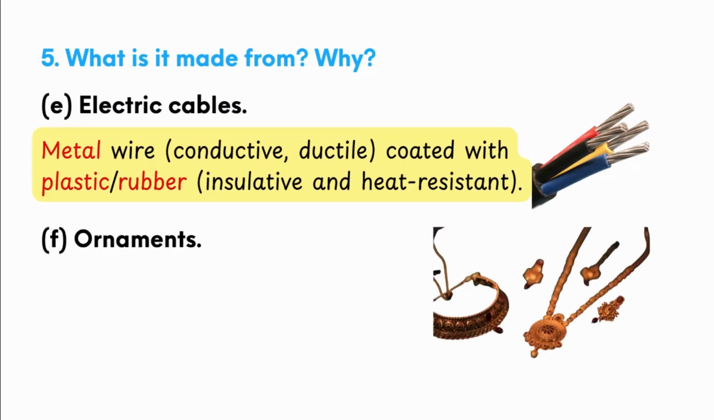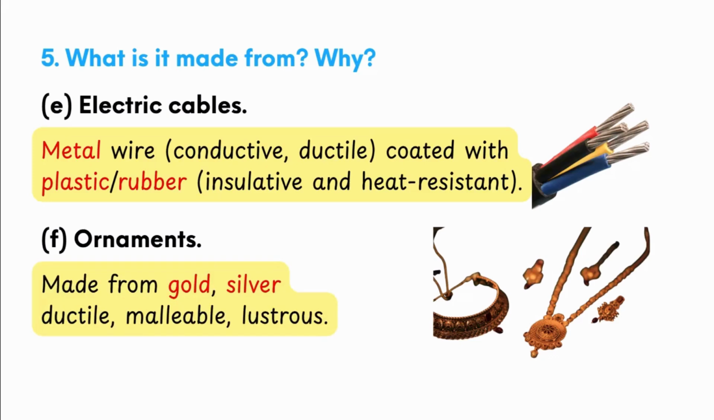Next is ornaments. Ornaments are made from gold or silver. These are the metals which have ductile, malleable and lustrous properties.